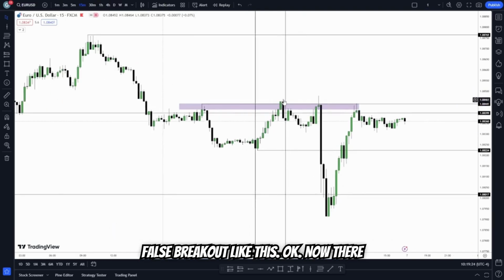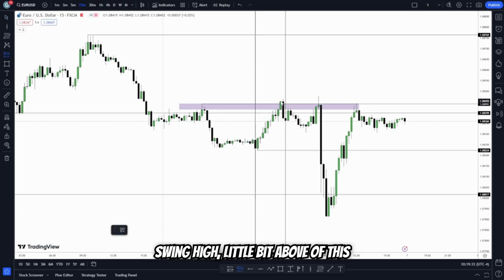When price gave a false breakout like this, okay, now there will be our entry point. Okay, we will look for entry just a little bit above this swing high, a little bit above this swing high.